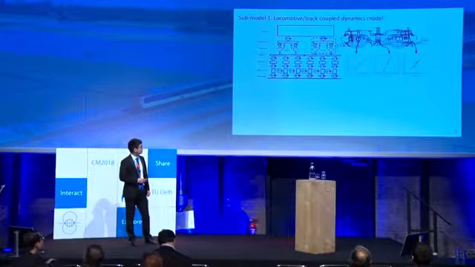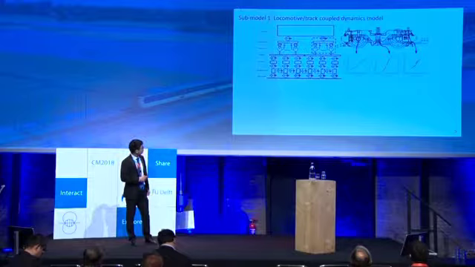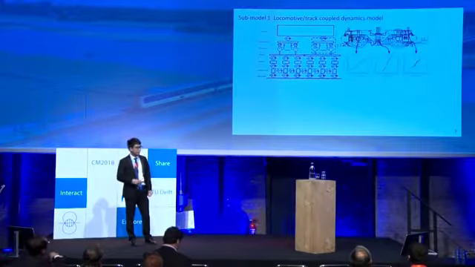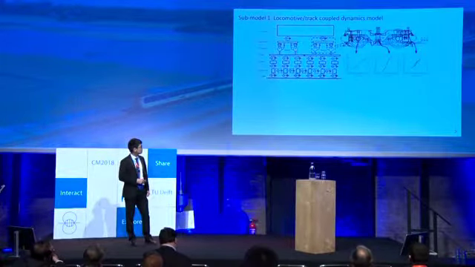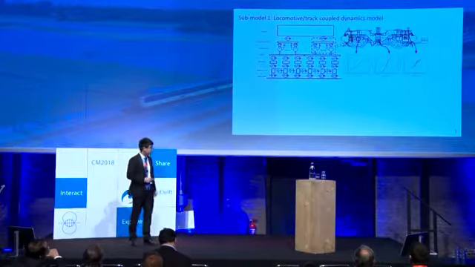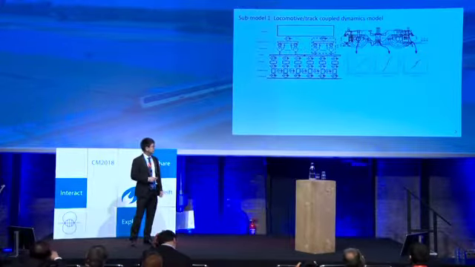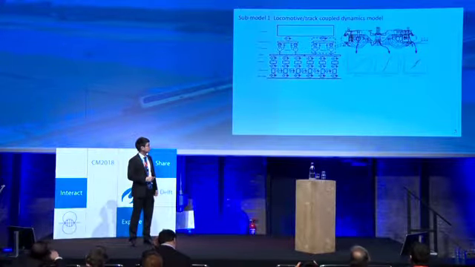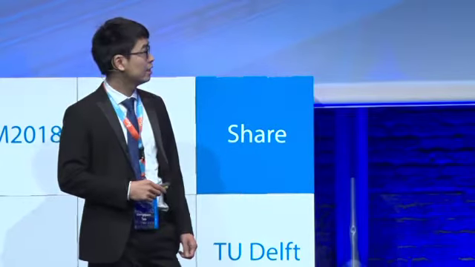The first sub-model is locomotive track coupled dynamics model, which is built based on this model. The model consists of a locomotive, track, and wheel-rail contact. The bogie is provided with 2 stages of suspensions. 3-dimensional spring damper elements are employed to represent the primary and secondary suspensions.